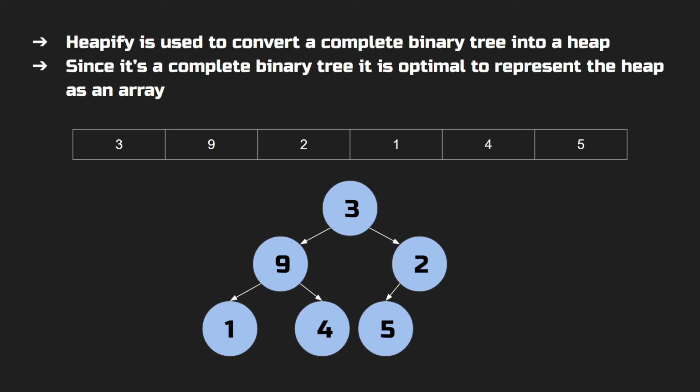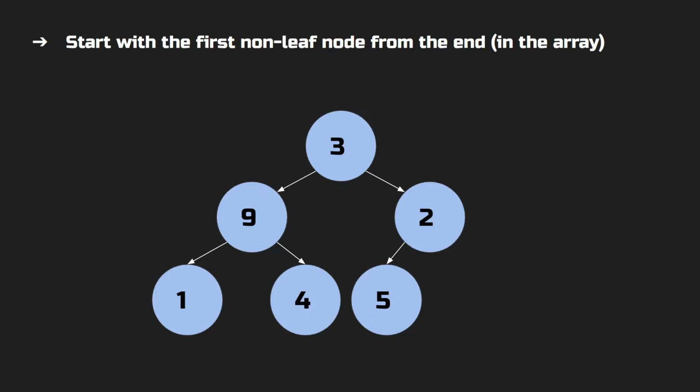Heapify is used to convert a complete binary tree into a heap. Since it's a complete binary tree, it is optimal to represent the heap as an array. The array here represents the complete binary tree, which is shown below. Let's see how we can convert a complete binary tree into a heap.